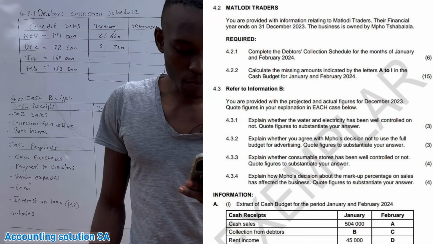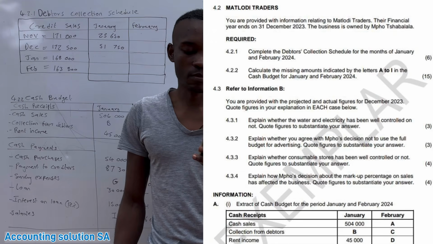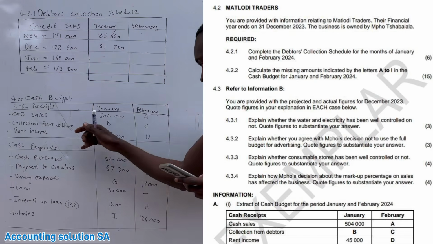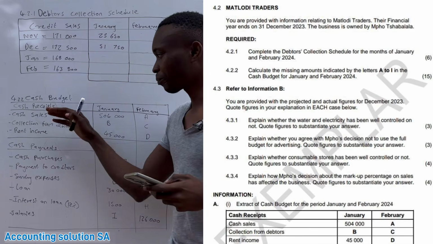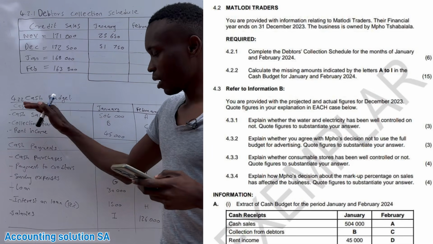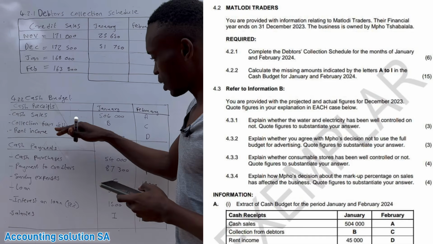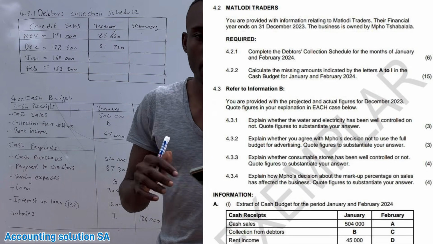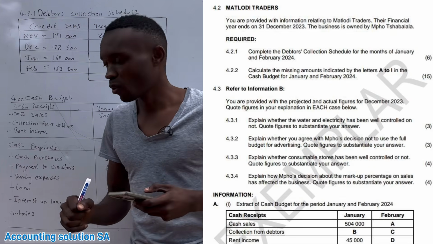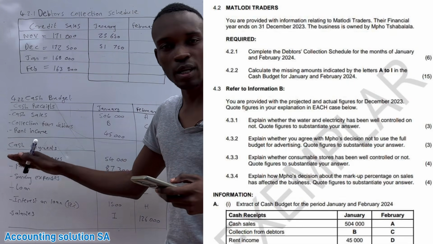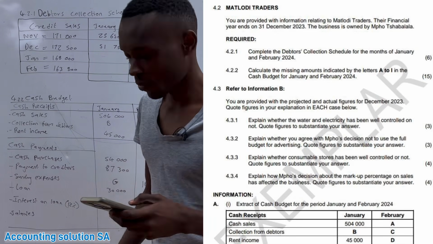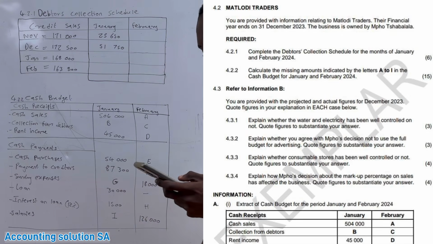Then 4.2.2: calculate the missing amount indicated by letter A to I in the cash budget for January and February. As you can see, we've been given the letters. So this is the format of the cash budget. You have to know it. We start with cash receipts and you list all income and cash payments. Please remember that in terms of a cash budget, we only include cash items. We don't include depreciation and bad debts here. They are not cash. We only include cash. So we are going to calculate all those figures here.